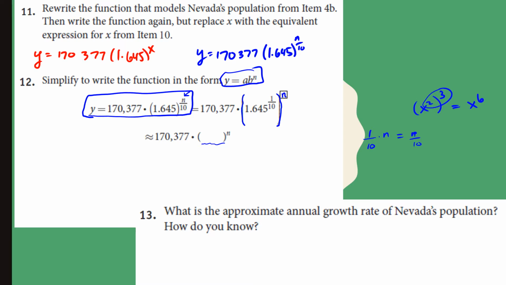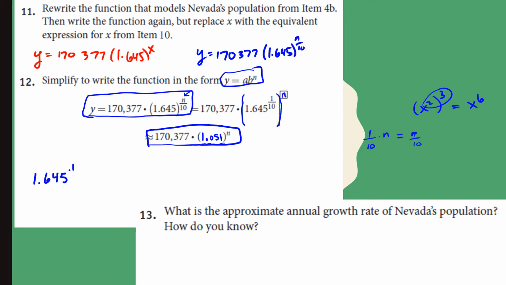You can plug it in as a fraction if your calculator lets you, or you could do 1.645 to the power of 0.1, because 1/10, or 1 divided by 10, is 0.1. So do that. 1.645 to the power of 1/10 gives you 1.051. So there's our new function. So the yearly growth rate was 5.1%.